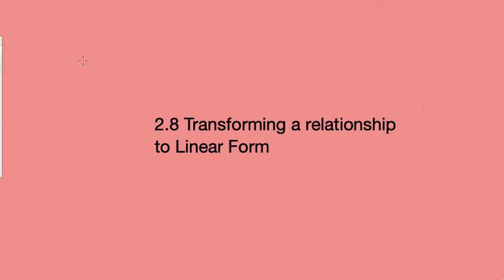Okay, today we're going to be looking at transforming a relationship to a linear form. When we are doing experiments in science, we often get experimental data with two variables, and we want a mathematical formula to describe how these two variables are connected.